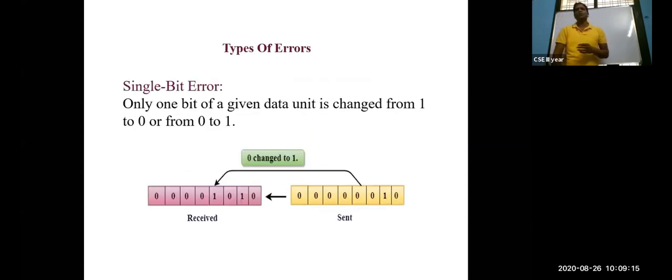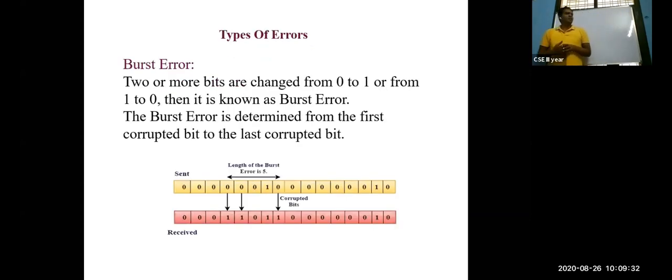This is all finished. That's why I'm quickly running through the slides. So what is a single bit error? Out of the data transmitted from sender to receiver, only one of the bits gets corrupted. Either a 0 becomes a 1 or a 1 becomes a 0. Then we call it a single bit error. An example is given there for you. But in communication, generally single bit errors don't happen.